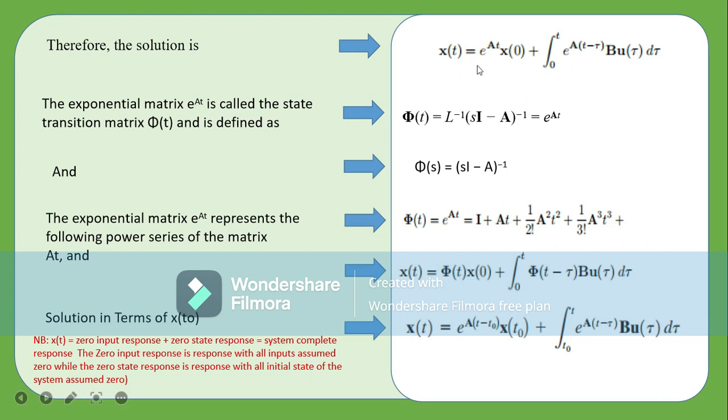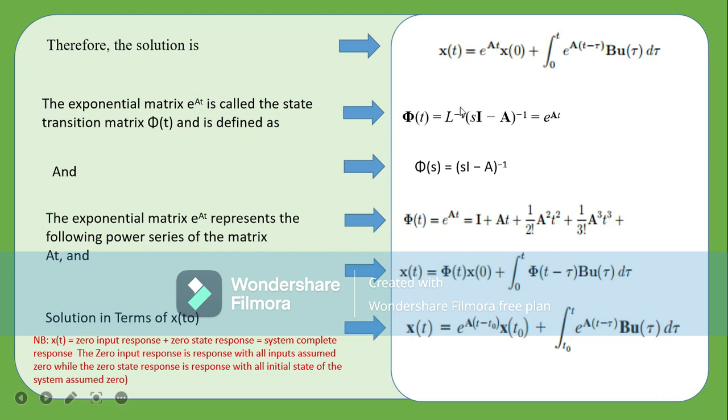We say that this term here is called what? The state transition matrix. Please take note of this term because you may be required to calculate the transition matrix. So what is the transition matrix? It's just this component, exponential A t, where A is the system what? Matrix. So look at the way it is represented.